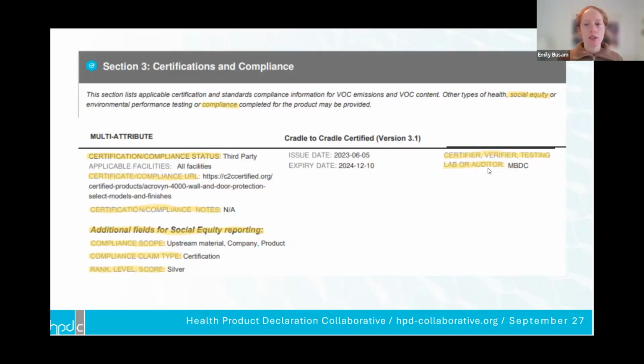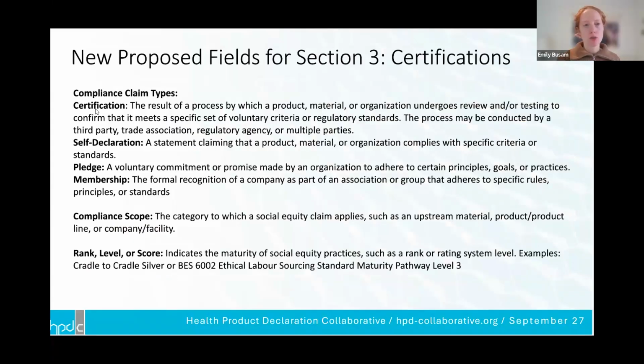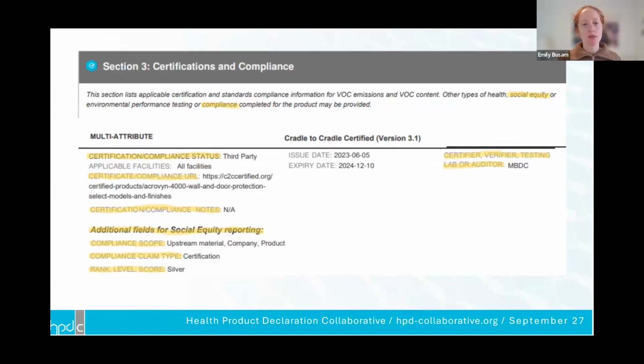And then here, we're also adding in verifier or auditor, since for many social equity compliance claims, you're not necessarily getting anything tested in a lab or certified, you're more getting audited. So we added that here. And then here are the additional fields for social equity reporting at the bottom. And these 3 fields are what I had mentioned to you all here. So compliance claim type, compliance scope, and rank, level, or score.